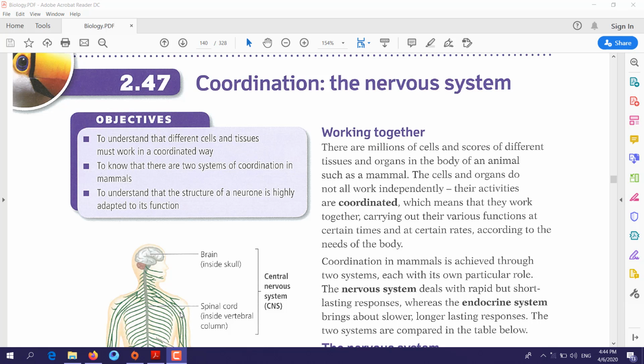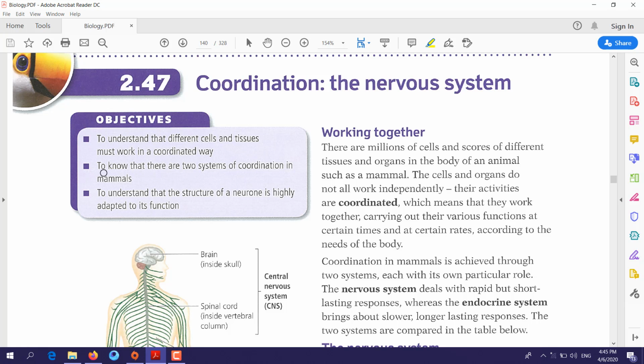Firstly, the objectives for this lesson are, firstly, to understand that different cells and tissues must work in a coordinated way. What do you mean by this? We will see firstly what are the cells that we are talking about. Secondly, we will take some examples about how different cells work together in a coordinated way.